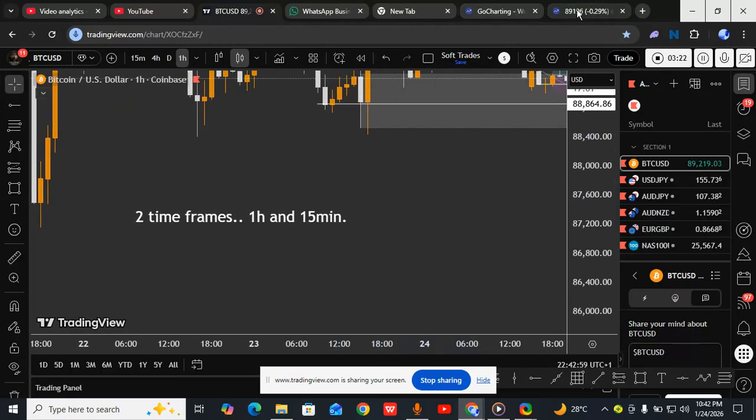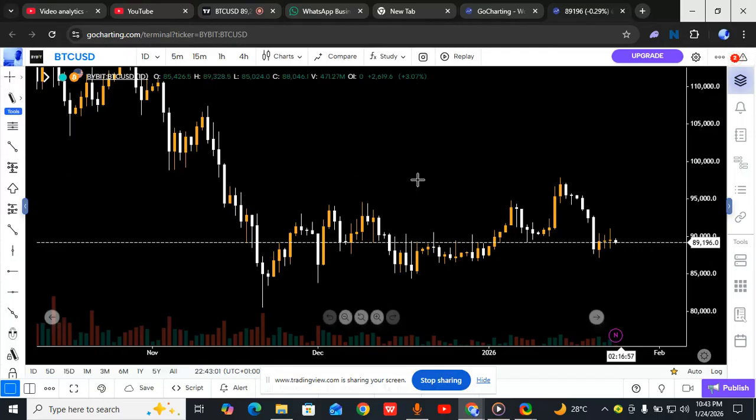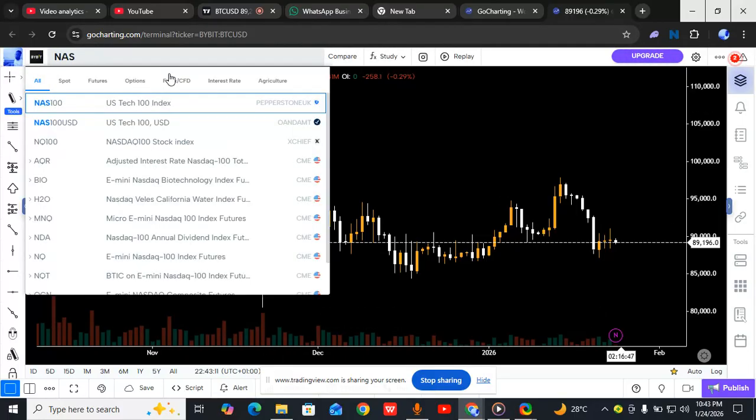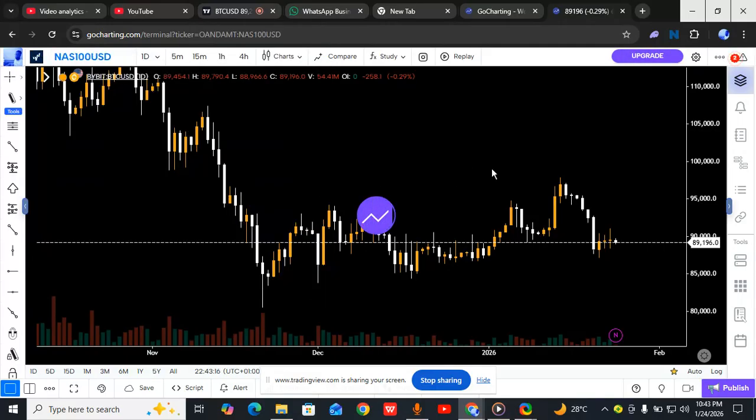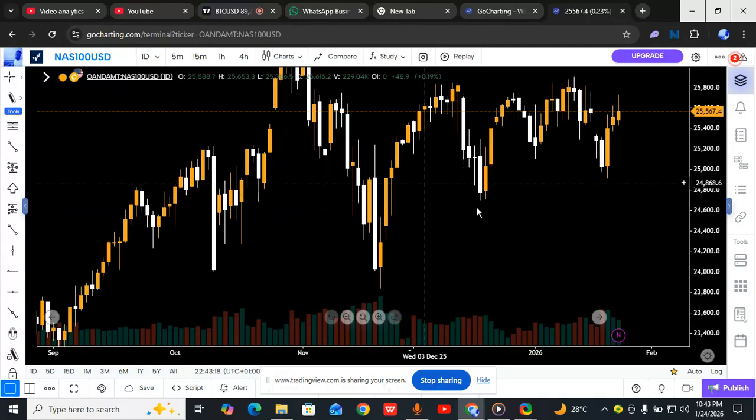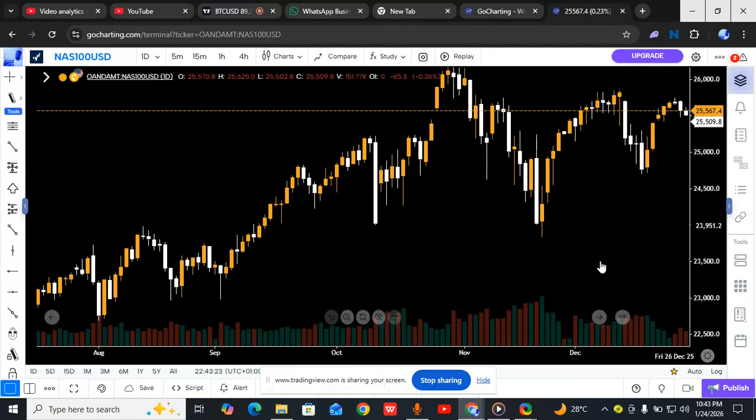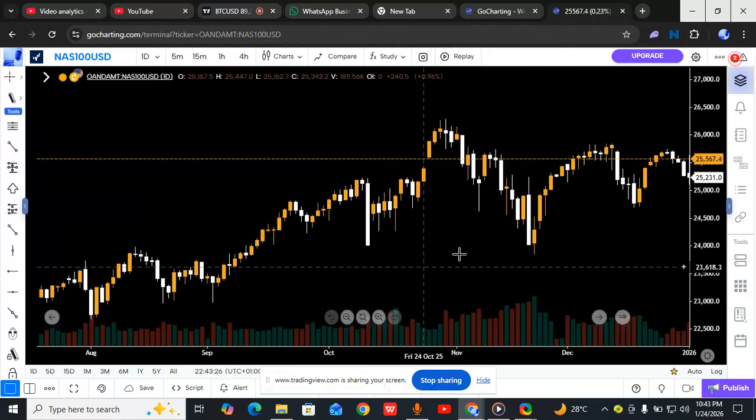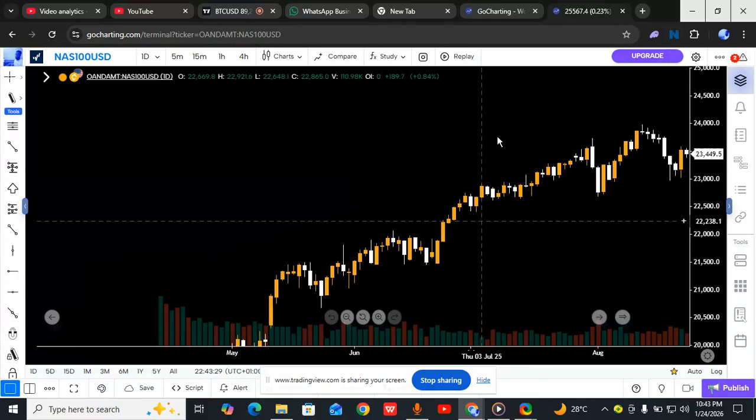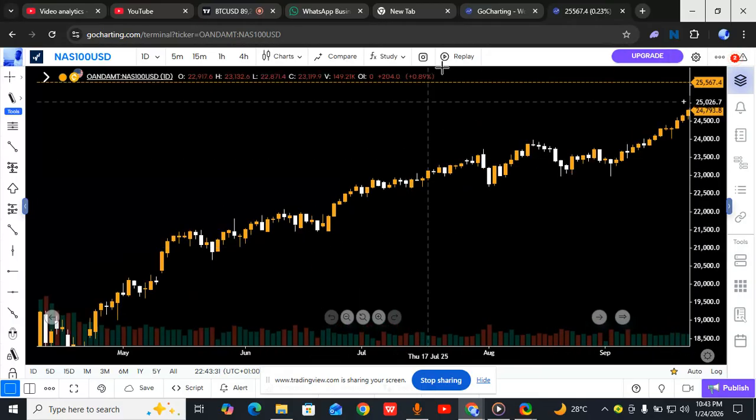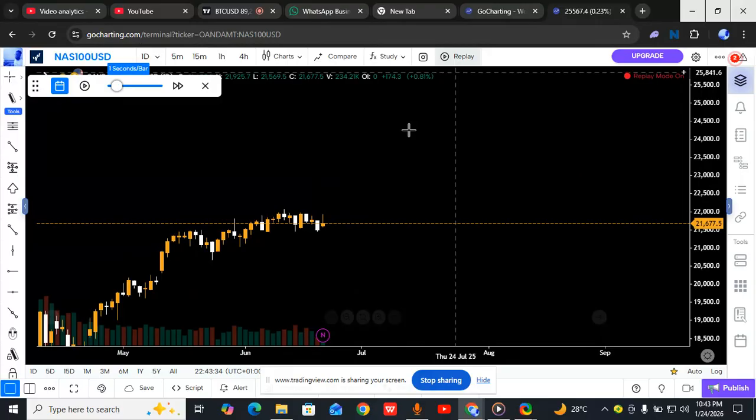So once you identify those pairs, let's head over to GoCharting, and this is what I normally use for my backtesting. We're going to be using Nasdaq. So let's use Nasdaq on Oanda. Now, if we are to backtest Nasdaq, let's just start. Let's just take some random area. I've not really checked this before, but let's just take some random area on the charts.